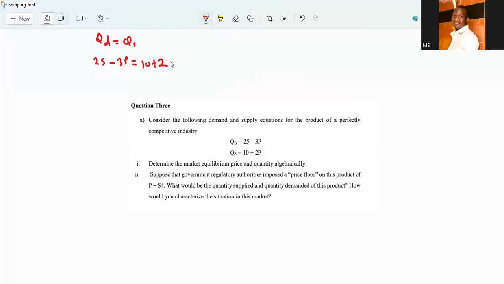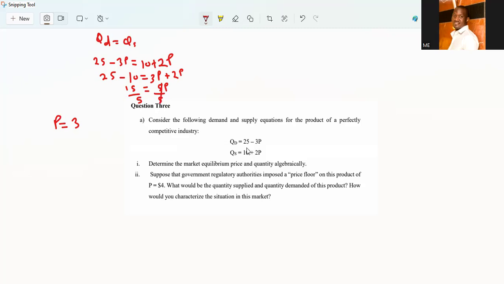So how do you do it? You put the like terms together. The 10 will come this side, and the 3P will go there to be positive. So what is 25 minus 10? It's 15. What is 3P plus 2P? It's 5P, right? So when we divide both sides by 5, what becomes our P? P is equal to 3, right? So 5 into 15, we get a 3.